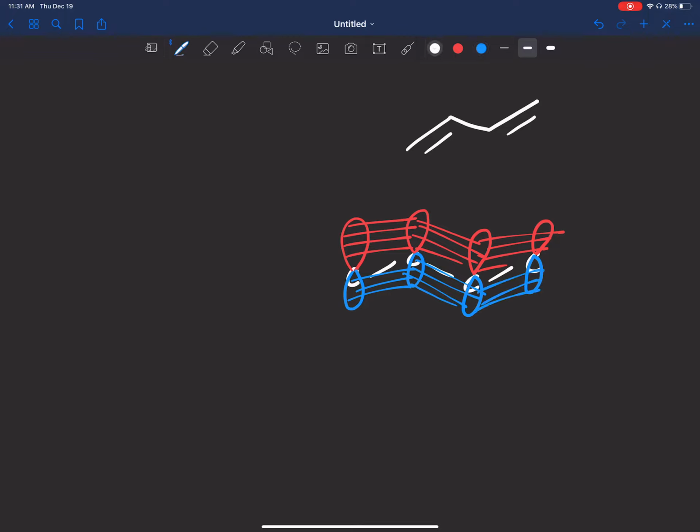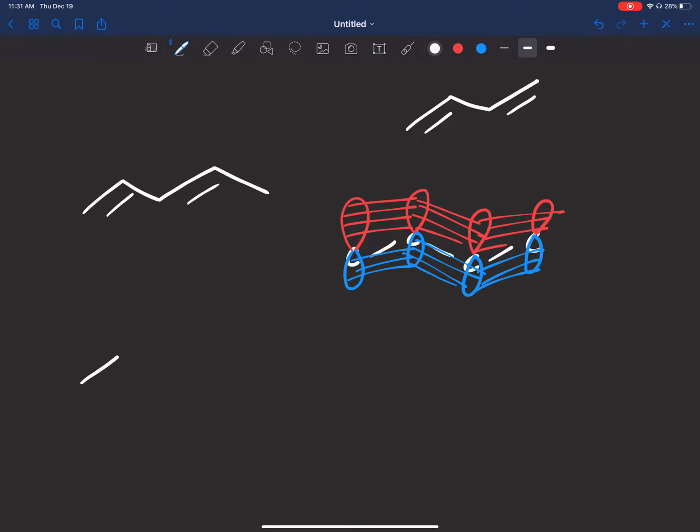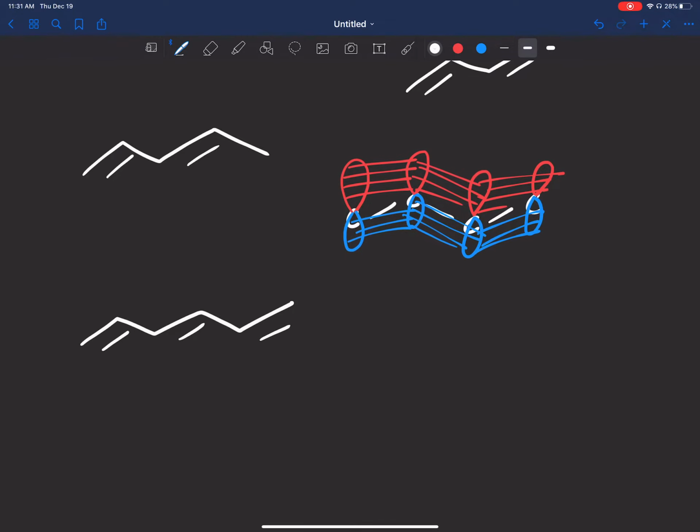All right, and we can of course have more. We can have something that looks like this. You can even have longer ones, so we can have double bonds looking like this. The important part is that the p orbitals along all those carbons overlap. So it's going to look like this. You see that they're all overlapping with each other. That's the point of conjugation.